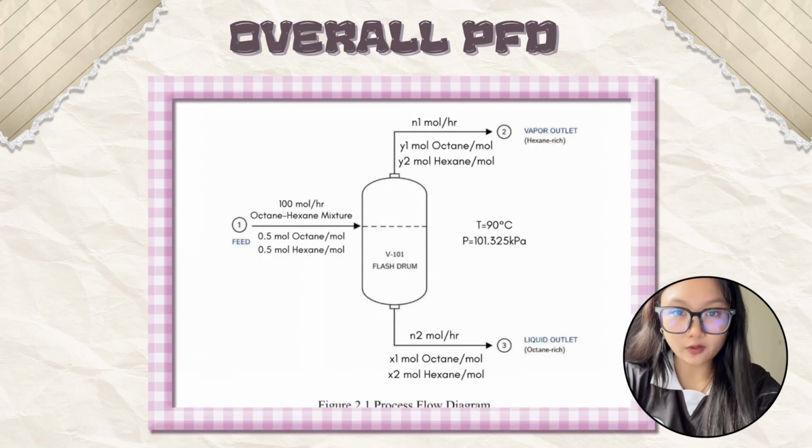So this is our overall PFD for the flash column. We have the inlet stream, which is the octane and hexane mixture, and the outlet streams: the top stream, hexane and octane in a vapor phase, while the bottom stream is octane and hexane in a liquid phase.